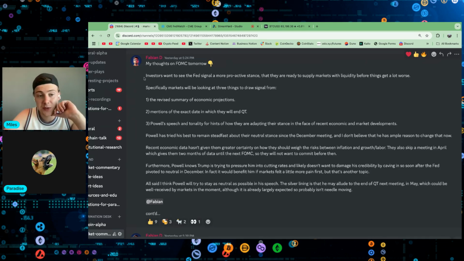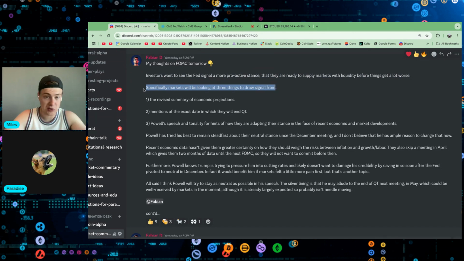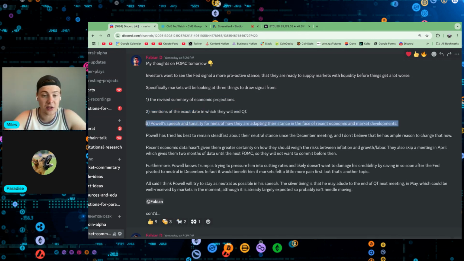He says, investors want to see the Fed signal a more proactive stance, that they are ready to supply markets with liquidity before things get a lot worse. Specifically, markets will be looking at three things to draw the signal from. 1, the revised summary of economic projections. 2, mentions of the exact date in which they will end QT. That's a big one. And 3, Powell's speech and tonality for hints of how they are adapting their stance in the face of recent economic and market developments.